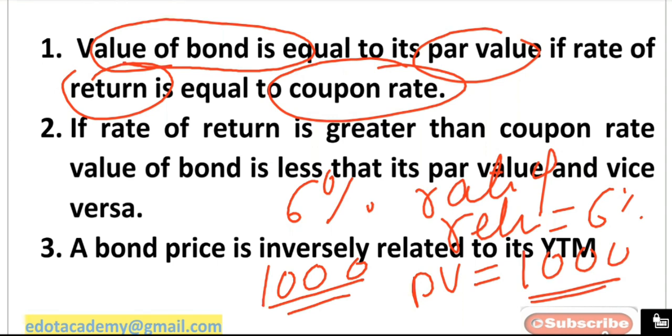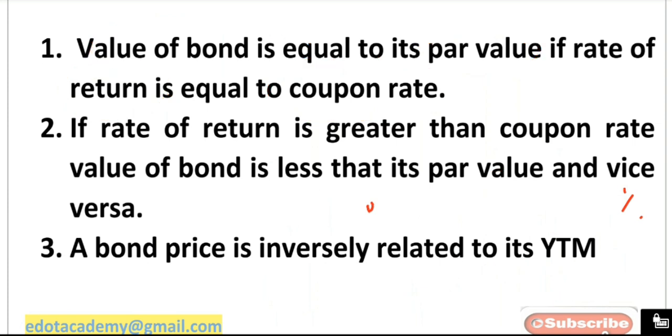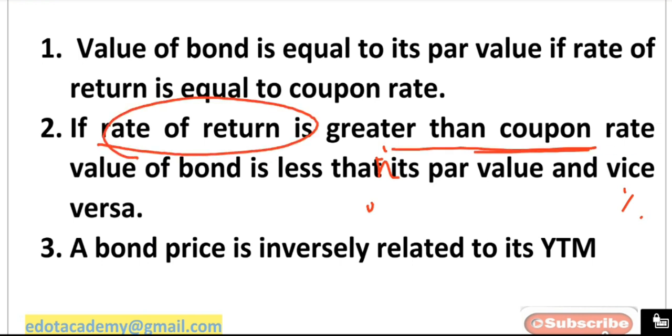Now the second point: if the rate of return is greater than the coupon rate, the value of the bond is less than its par value. This you have to keep in mind. Then the value of the bond is less. And if the rate of return is less than the coupon rate, the value of the bond is more than the par value. So this you have to correlate.